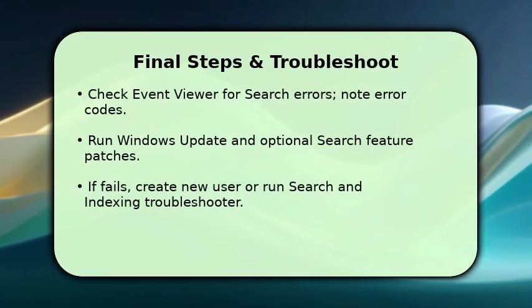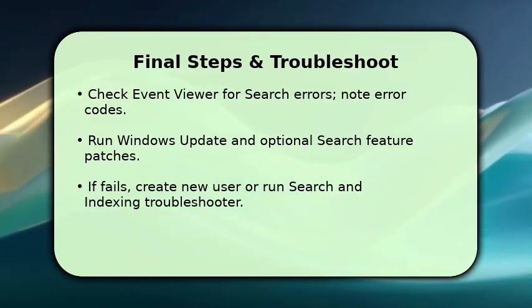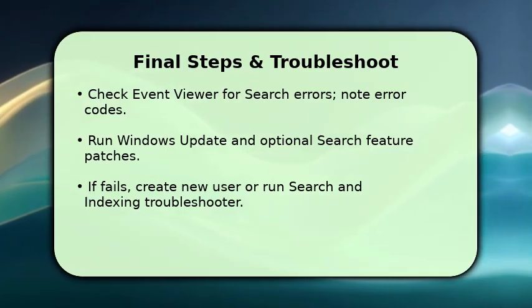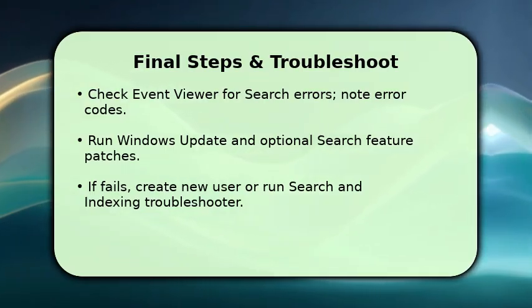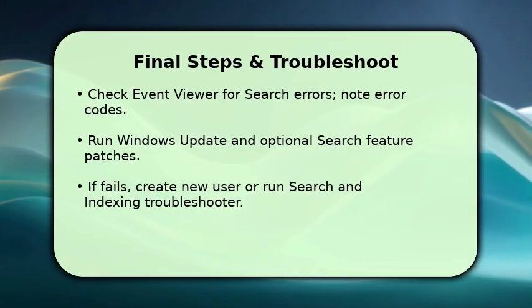Finish by verifying behavior. Restart the PC, confirm Windows Search stays running, and test search results. If issues persist, open Event Viewer and inspect application and system logs for search-related errors. Note error codes to guide fixes.